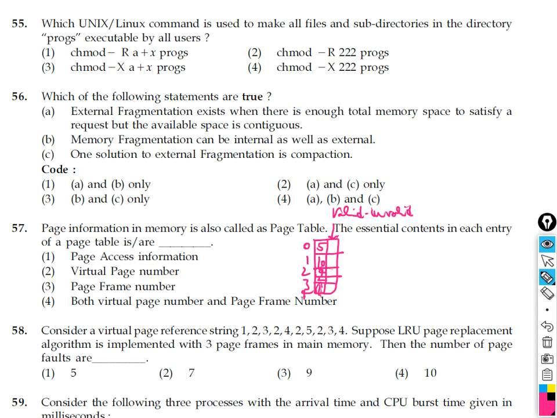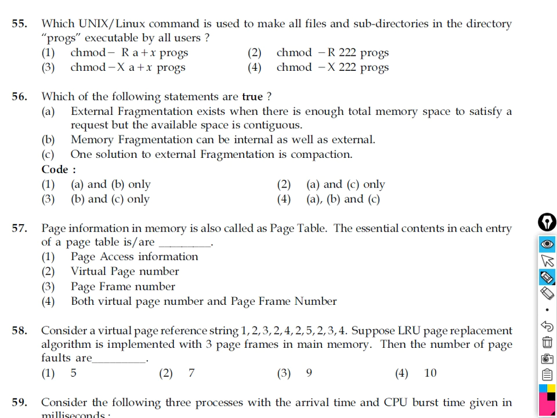So what is the contents of the page table? Page frame number. Page frame number is the content of page table. Next, question number 58. Consider a virtual page reference string, and they have given one reference string. Suppose LRU page replacement algorithm is implemented with 3 page frames in main memory. Then the number of page faults are. We need to find the page faults.